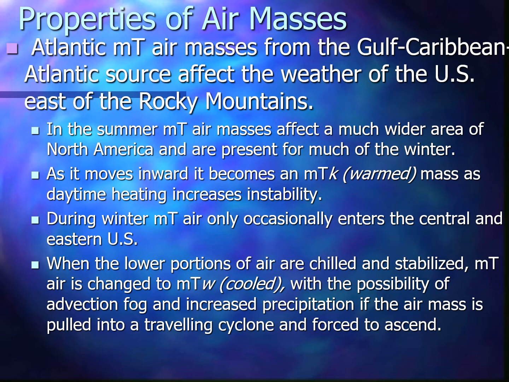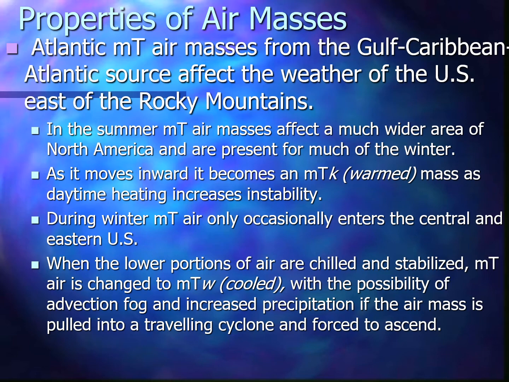So during the winter, these maritime tropical air masses will affect the Gulf states a good bit and the East Coast. But as far as moving into the central states, it's only occasionally going to happen because there's going to be a battle between this maritime tropical air mass and the continental polar air mass coming down from Canada. So that last bullet there is also discussing air mass modification, which we'll get into more in an upcoming slide.